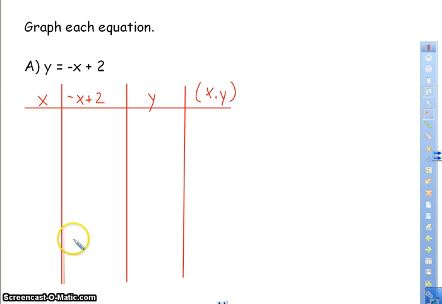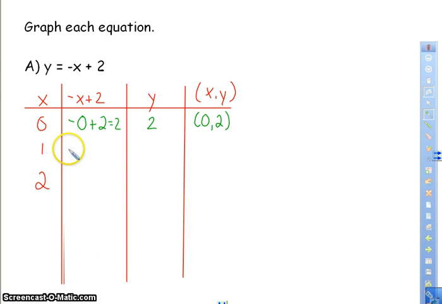I'm going to pick 3 values. So I'm going to continue with 0, 1, and 2. I'm going to plug in my function. Now it's a negative x, so I do negative 0 plus 2. Well, negative 0 is just 0. 0 plus 2 is 2, and that's my y value. So my first ordered pair is 0, 2.